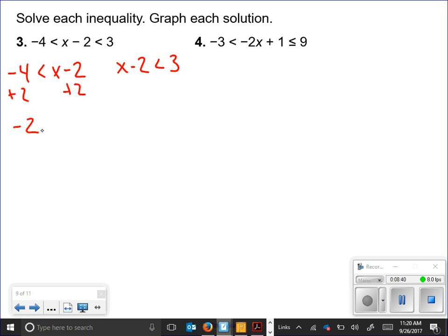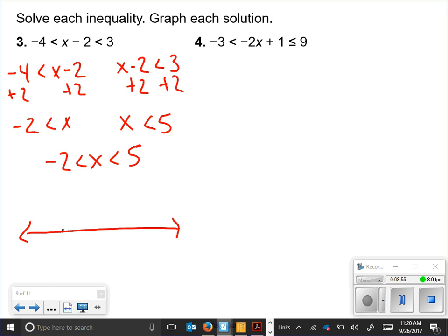So I have -2 is less than x. Get x alone here. X is less than 5. So I could bring it back together if I want. There's my inequality. I'm going to graph that. So let's go -3, -2, -1, all the way up to 5. So I'm going to have an open circle at -2 and an open circle at 5. X is greater than -2, but x is less than 5, so we have this intersection here.